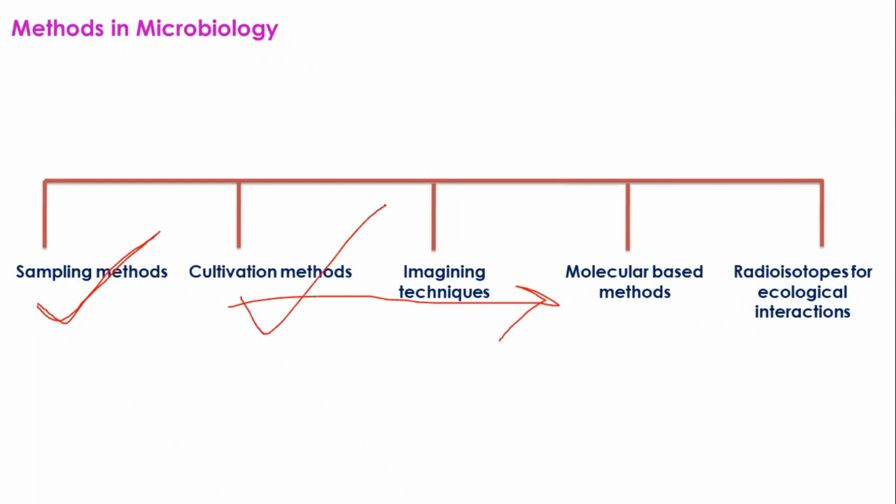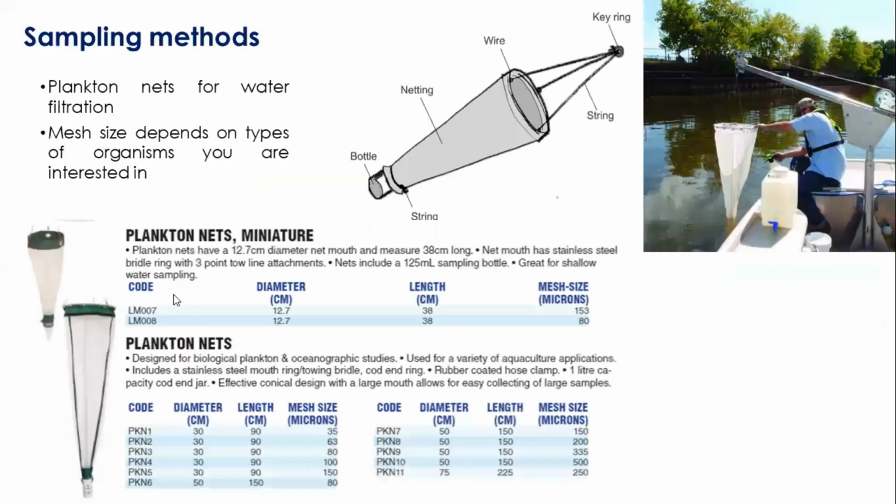The second one is trying to cultivate the microbes. Third, utilizing the imaging techniques, that includes microscopy and any of the fluorescent technologies. Fourth, molecular based methods, utilizing gene sequences, or DNA and RNA based studies. And then we have radioisotopes for the ecological interactions, which originated in the 50s. We will go one by one, and let us start with the sampling methods.